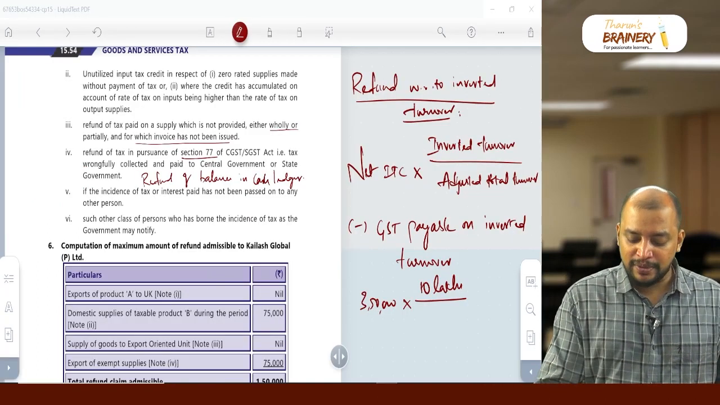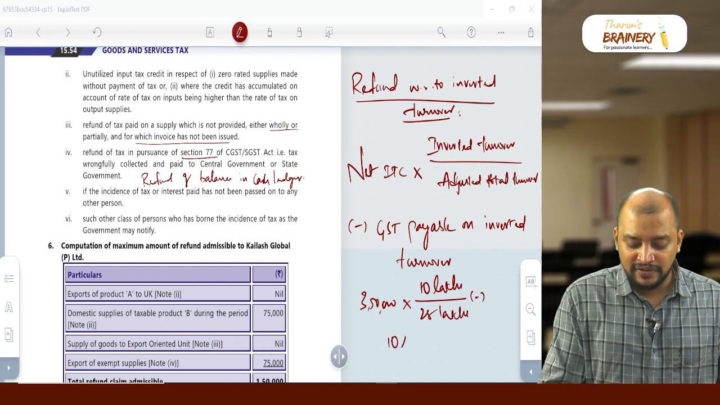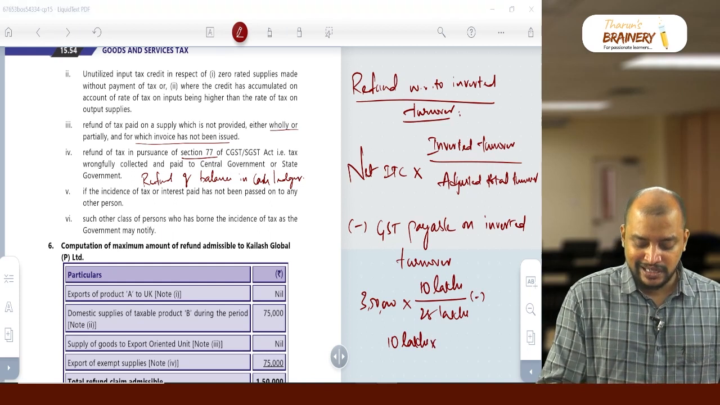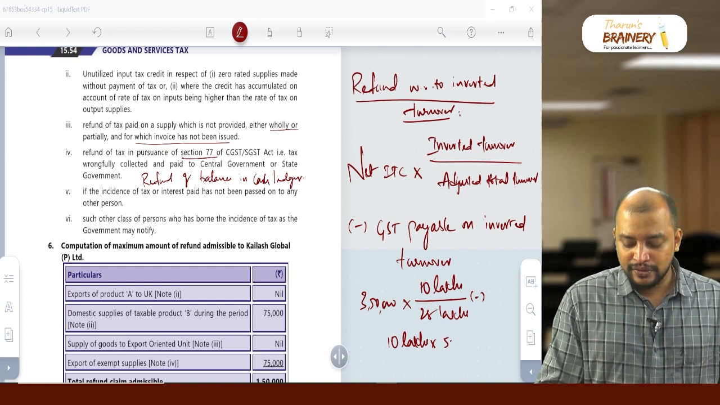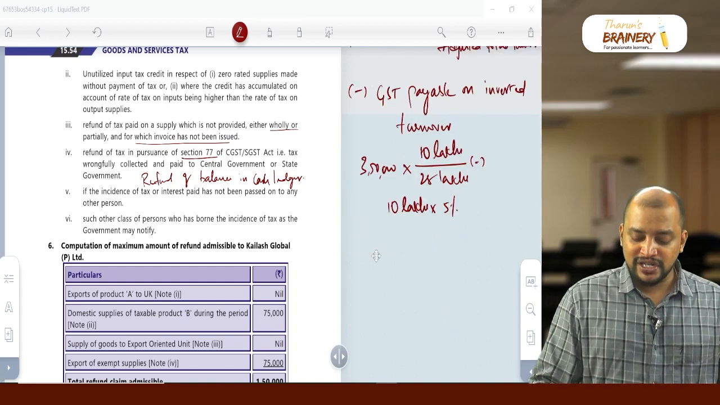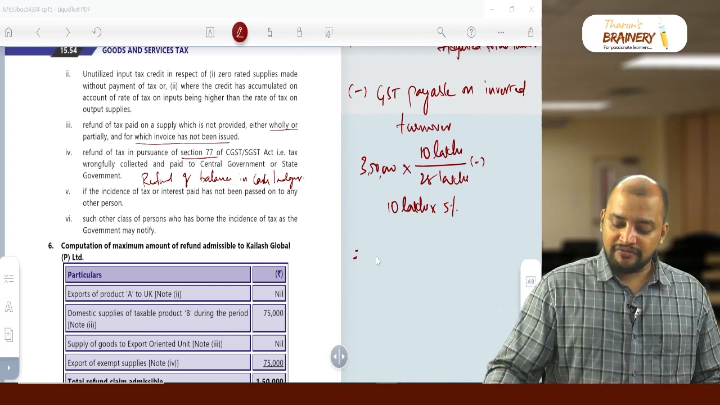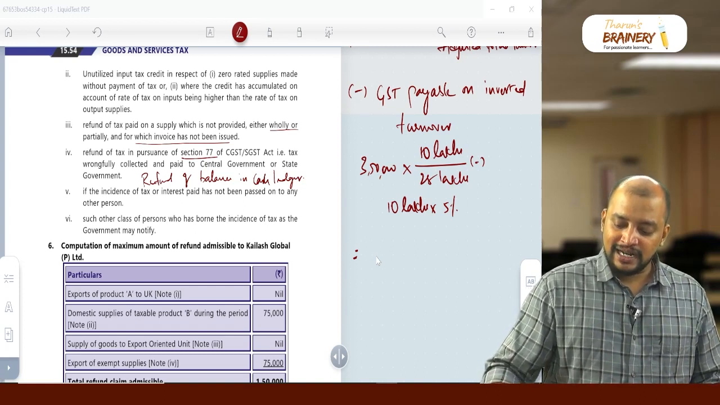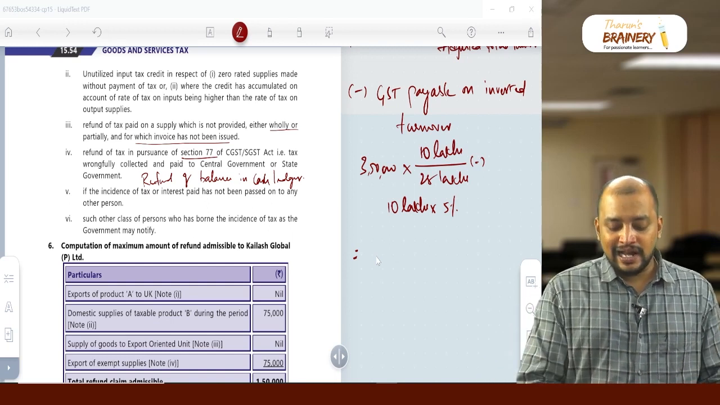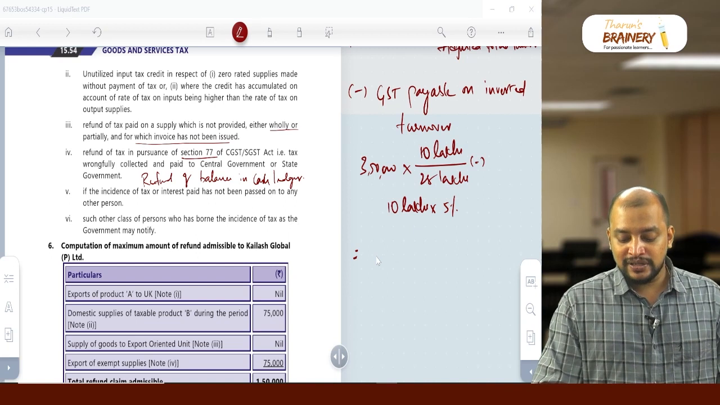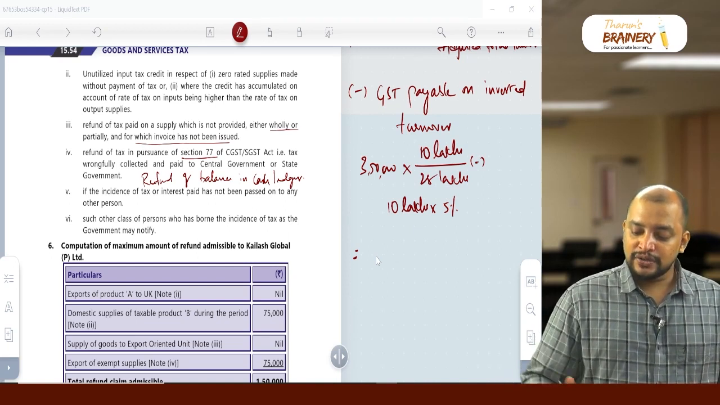So, denominator will be 28 lakhs minus GST payable on inverted turnover. On 10 lakhs, what is the GST payable? The rate of GST will be 5%. So, now if you see the answer, 3,50,000 into 10 divided by 28, that is 1,25,000, and 10 lakhs into 5%, so that is 50,000, minus 50,000.